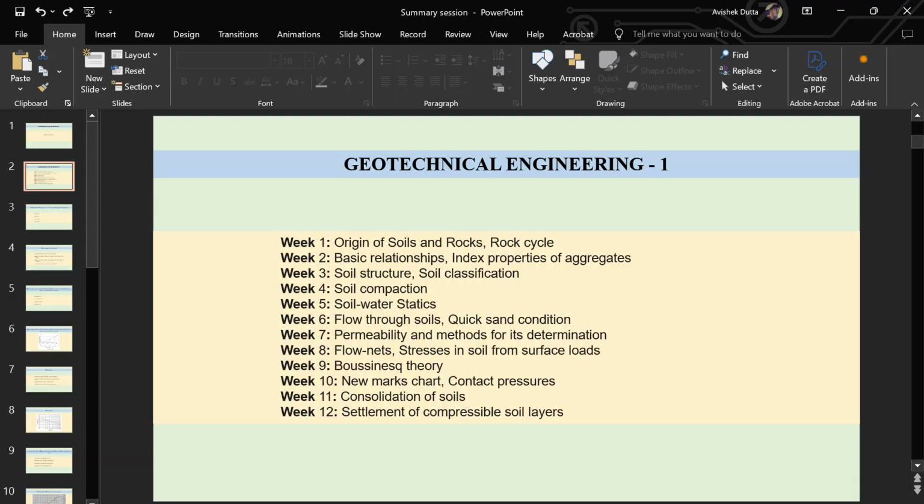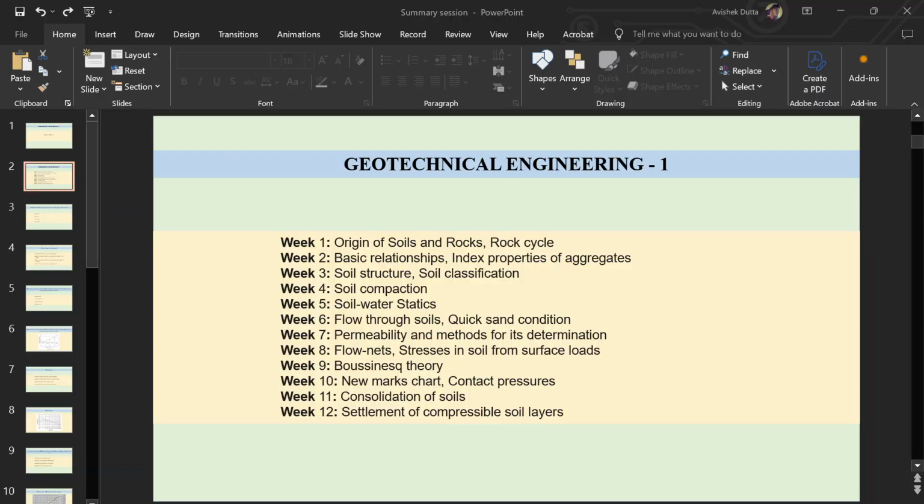In the 11th week, the chapter was consolidation of soils, giving a brief introduction and some basic conceptual sums on consolidation, followed by the settlement of compressible soil layers. This is the last class, in week 12, which was held yesterday. Having said that, I am going to start today's summary session, where I am going to solve some questions based on each individual chapter, taken from each live discussion session, so that you can revisit and strengthen the ideas accordingly.